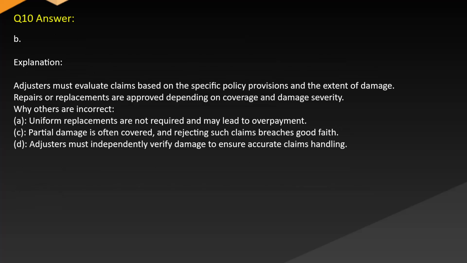Answer: B. Explanation. Adjusters must evaluate claims based on the specific policy provisions and the extent of damage. Repairs or replacements are approved depending on coverage and damage severity. While others are incorrect. A. Uniform replacements are not required and may lead to overpayment. C. Partial damage is often covered, and rejecting such claims breaches good faith. D. Adjusters must independently verify damage to ensure accurate claims handling.